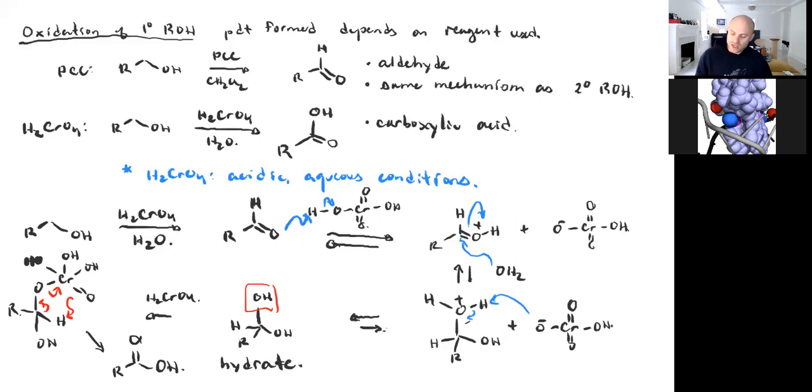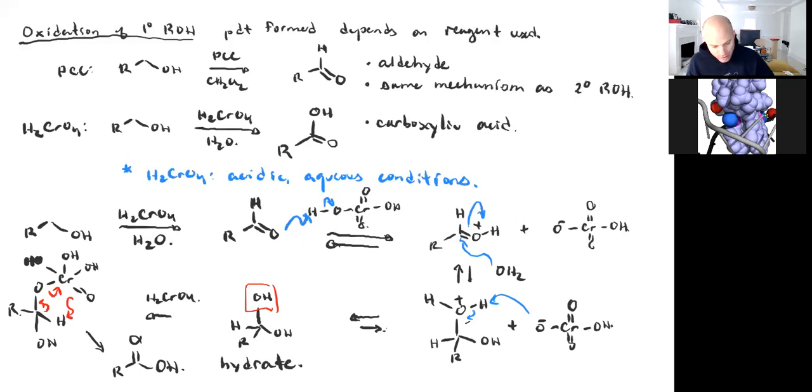Okay. So the salient point is that when you oxidize a primary alcohol, you need to think carefully about the reaction conditions. If you want to go up one oxidation state to the aldehyde, PCC, dichloromethane. If you want to go all the way up to the carboxylic acid, chromic acid and water.